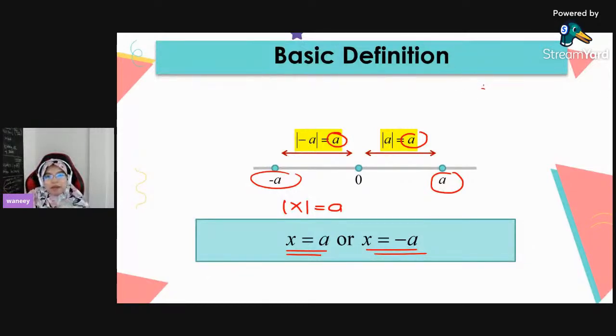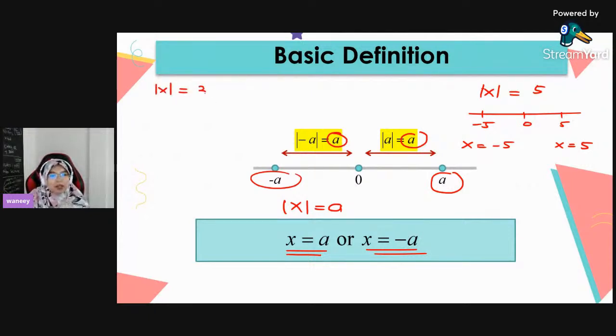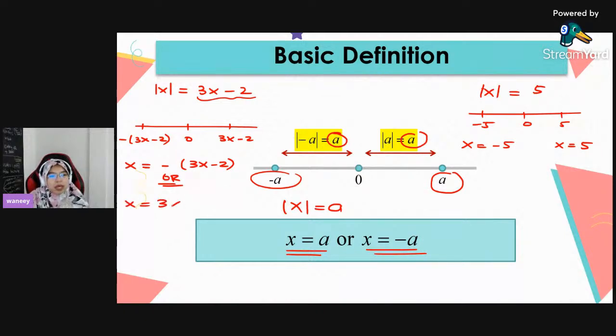For example, if you have absolute value of x equal to 5, this is 0, this is 5, and this is negative 5. So open the absolute value sign. One of them will be x equal to negative 5, and another one will be x equal to 5. If I give you something more complicated, absolute value of x equal to 3x minus 2, then on the right hand side this is 3x minus 2, and on the left hand side you simply put negative 3x minus 2. So the first one is x equal to negative 3x minus 2, or another one, x equal to 3x minus 2. One will be positive, another one will be negative. That is basically how we use the basic definition.